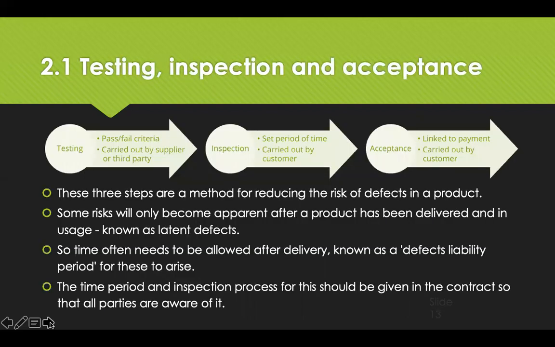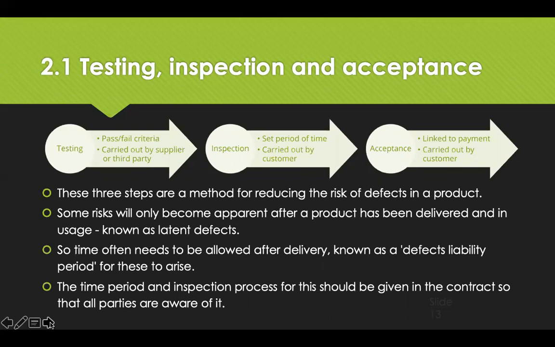Clauses for testing, inspection and acceptance are a method for reducing the risk that the product will have a defect. So you can see the normal flow of testing, inspection and acceptance. So testing clauses detail the tests that the product will have to pass and the pass or fail criteria. The testing may be carried out in any of the following ways: by the supplier, a third party, or the customer.